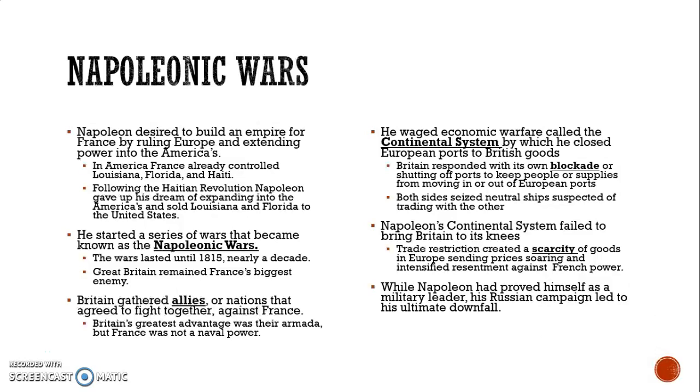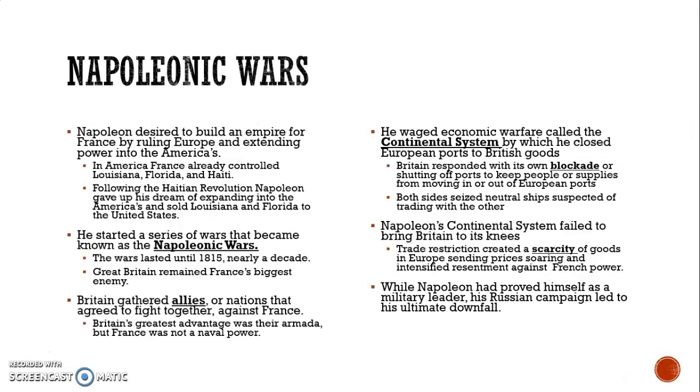Napoleon continued to wage economic warfare instead of actual naval warfare through something called the Continental System, by which he closed all European ports to British goods. The British responded with its own blockade, or shutting off ports to keep people and supplies from moving in and out of the European ports. So both sides at this point were completely at a standstill.